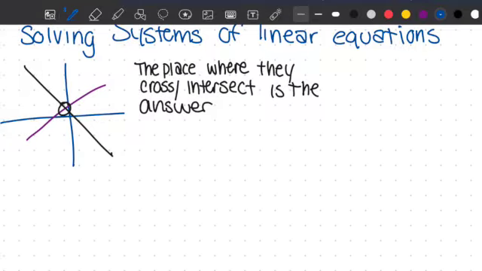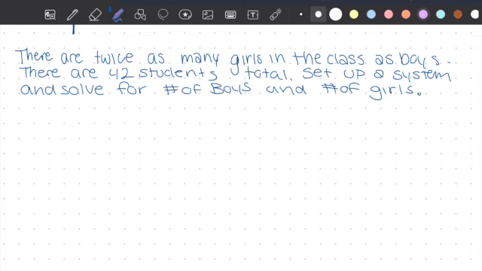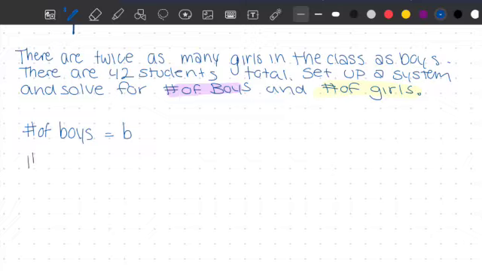When we are given a word problem, the first thing that we want to do is to write out our two equations. In order to do that, we need to identify our variables. So if I'm solving for my number of boys and my number of girls, those are the variables that I'm looking for. So number of boys is going to be represented by B, and number of girls is G.